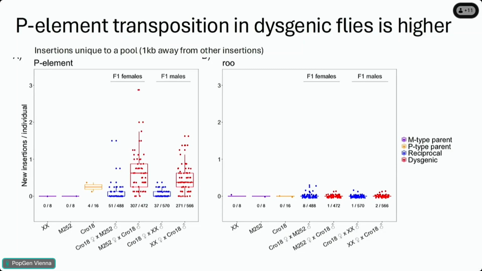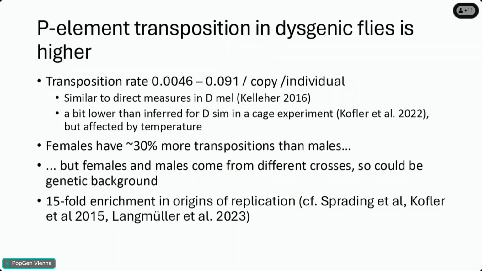And because this was quite a complicated, weird thing we did, I wanted to have a control. You can see that for Ru, there are many more copies in the genome than there are of P element, but there's nothing really going on with respect to transposition in either the dysgenic or reciprocal crosses. So we measured the transposition rate as something on the order of 10 to the minus 3 to 10 to the minus 2 per copy per individual. This is similar to direct measurements in Drosophila melanogaster, and a bit lower than those that Robert estimated in a cage by inferring.